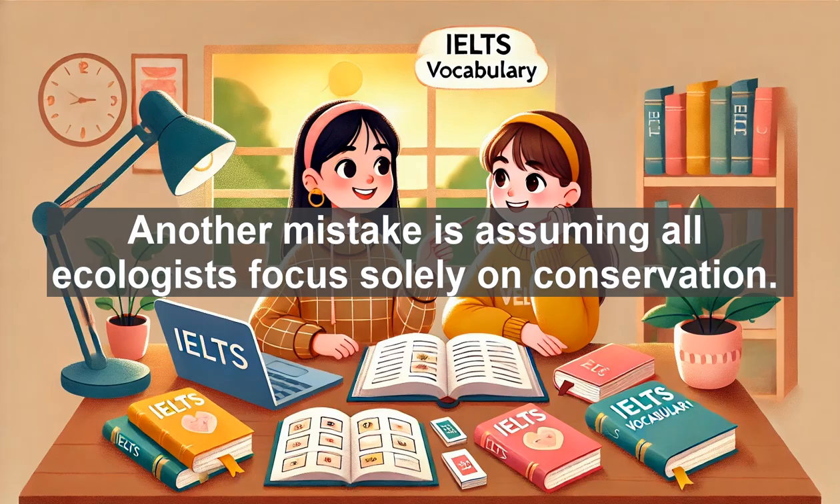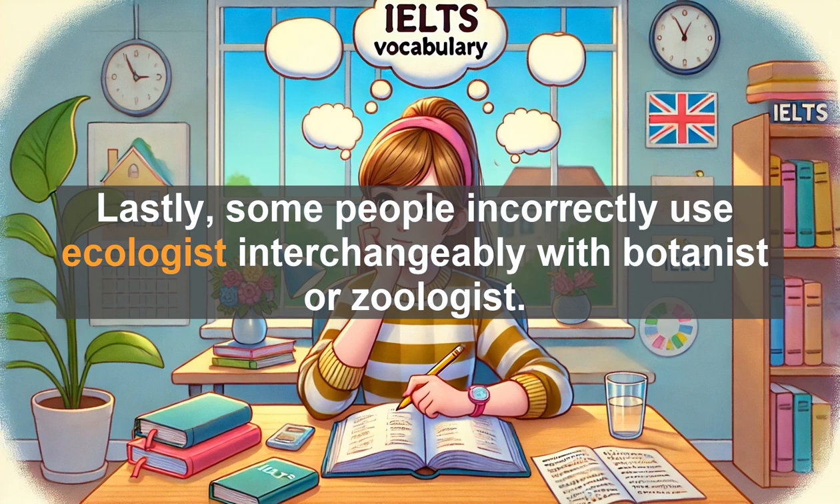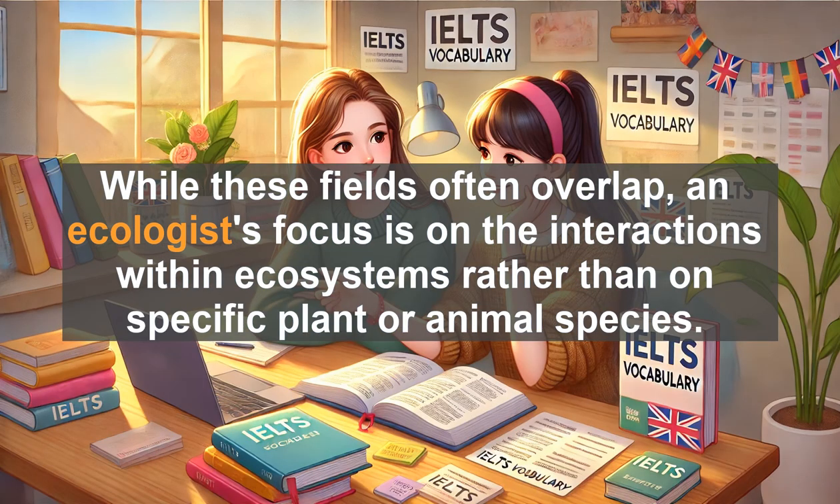Another mistake is assuming all ecologists focus solely on conservation. While many ecologists are involved in conservation efforts, the field of ecology is broader and includes studying all types of ecosystems, even those not under immediate threat. Lastly, some people incorrectly use ecologist interchangeably with botanist or zoologist. While these fields often overlap, an ecologist's focus is on the interactions within ecosystems rather than on specific plant or animal species.